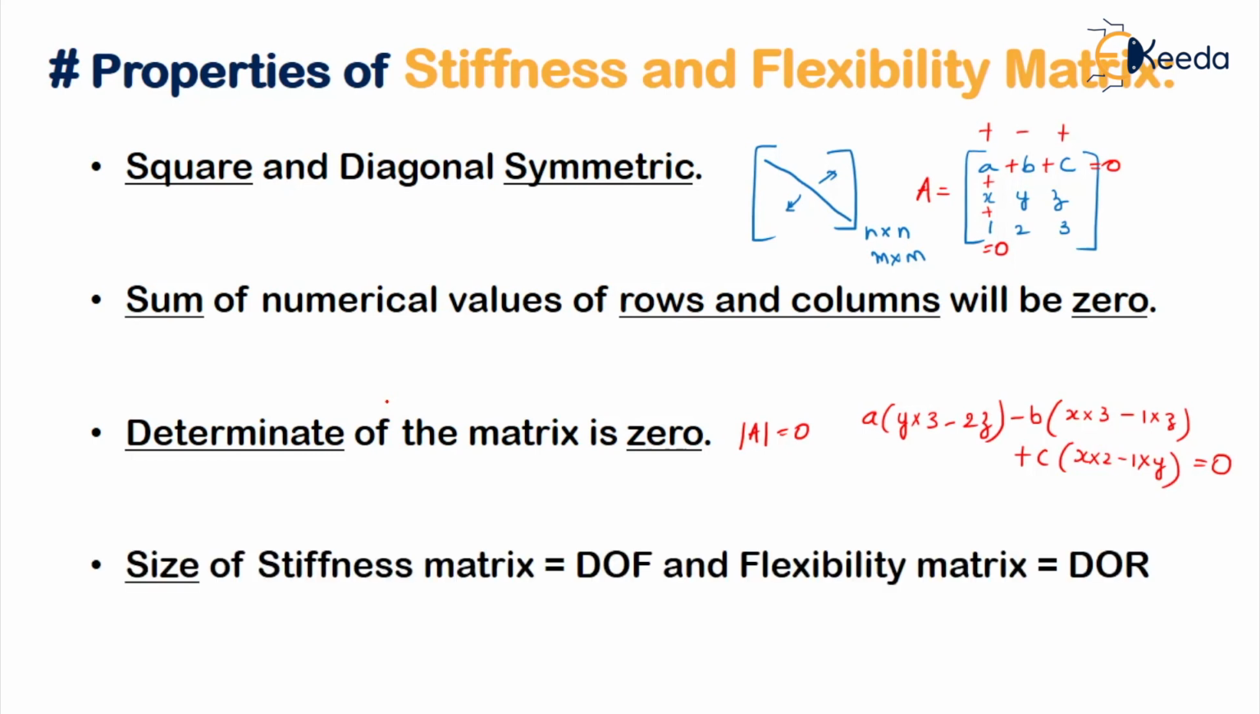The last one is the size of this stiffness matrix, which is very, very important. Whatever is the degree of freedom, the size of the stiffness matrix will be equal to the degree of freedom, and the size of the flexibility matrix will be equal to the degree of redundancy. Say for example, if the degree of freedom is 2, the stiffness matrix will be a 2 into 2 matrix. Okay. If the degree of redundancy is say 4, the size of the flexibility matrix will be 4 into 4. Since it is a square matrix, M and N will be equal. Okay, these are the properties of your stiffness and flexibility matrix. So this is all about your stiffness methods, your flexibility methods, and your stiffness and flexibility matrix.